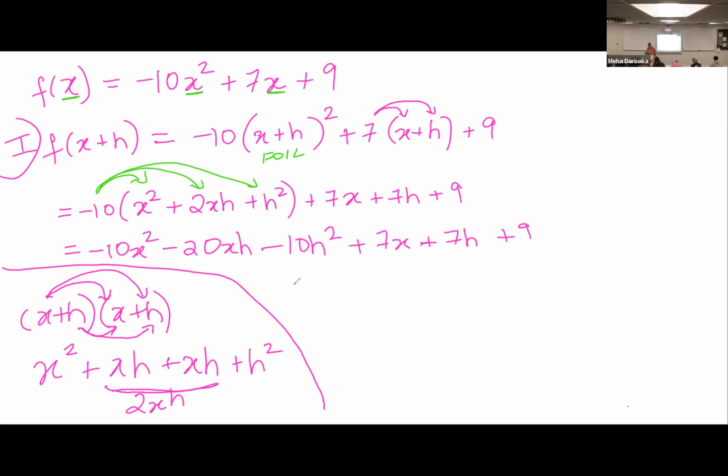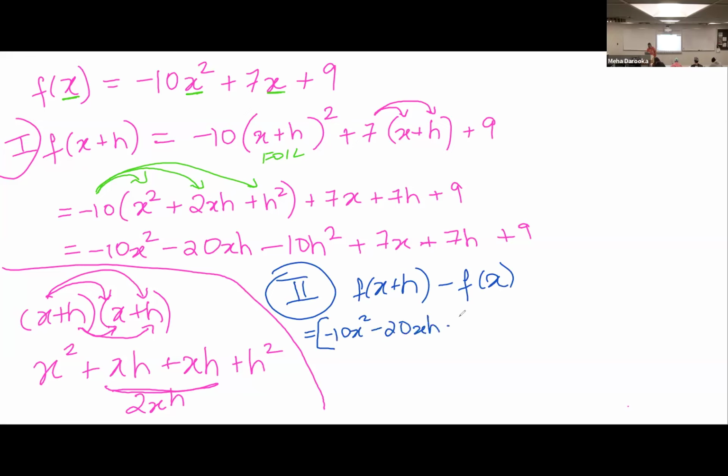Now let's do step two, which is where we do subtraction, and you want to keep things a little organized. So this is where you take f of x plus h, and from that you subtract the original function f of x. Okay? So this whole big answer we got in step one, I'm going to put that in brackets for now. -10x squared minus 20xh minus 10h squared plus 7x plus 7h plus 9, all of that in brackets.